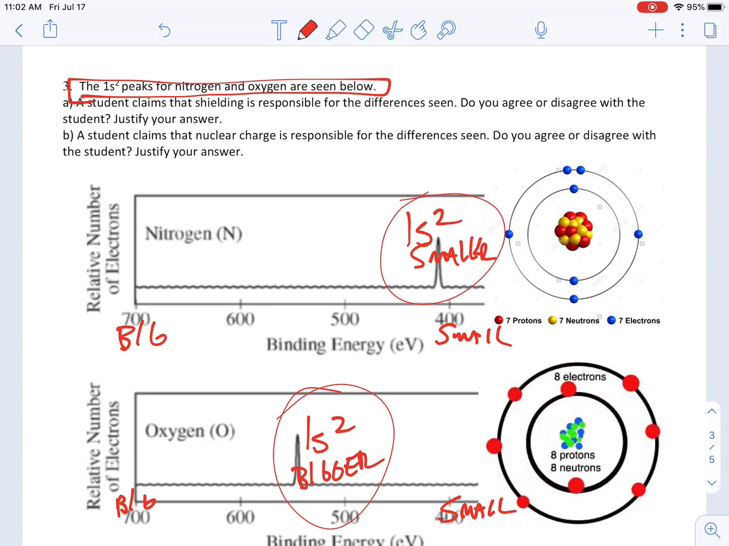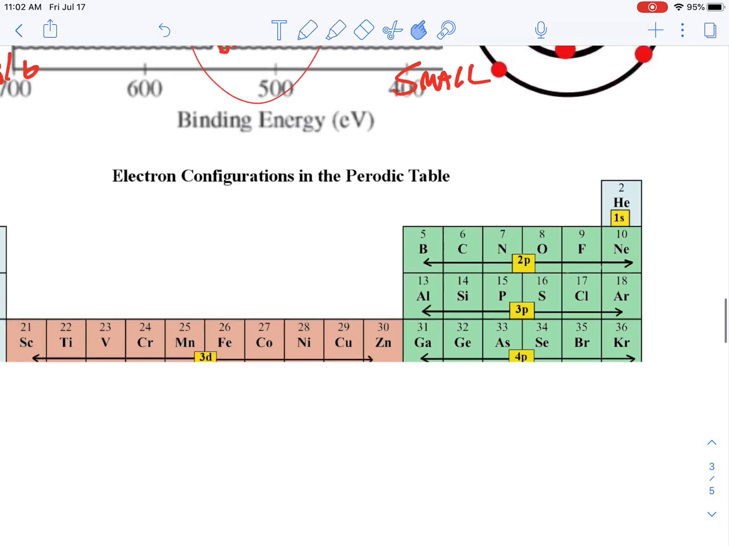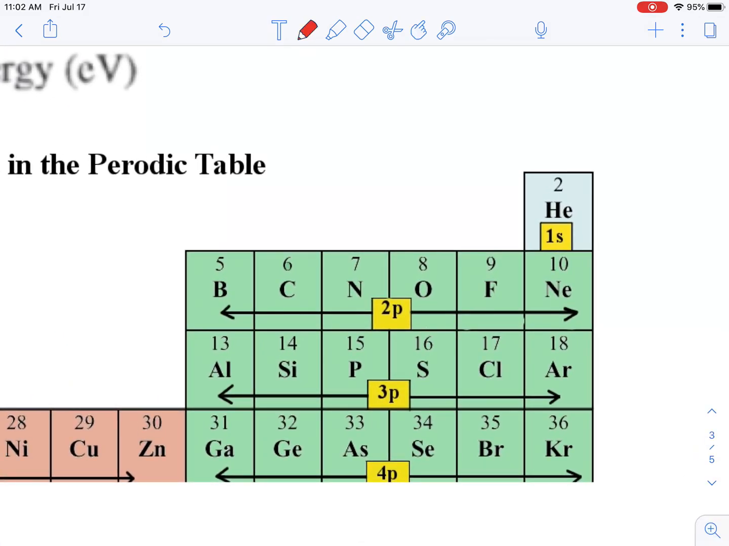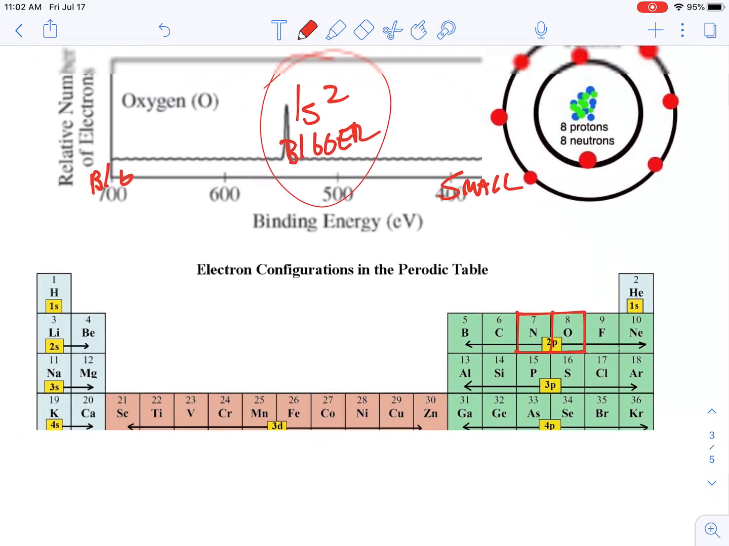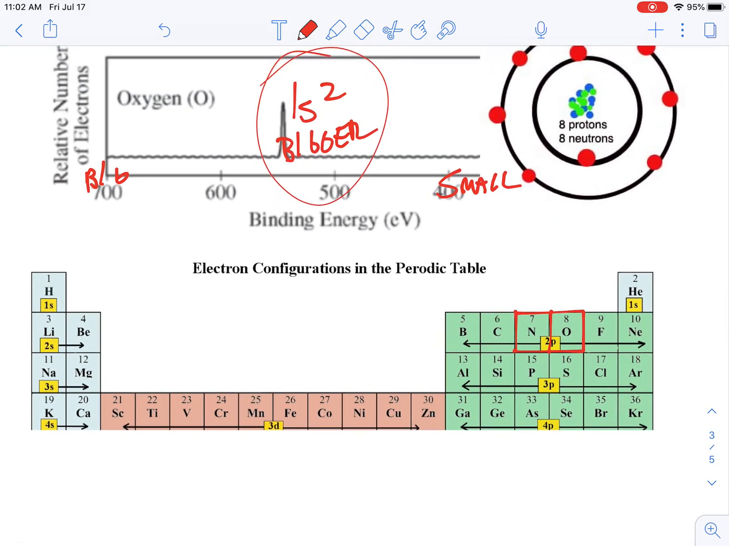In part A, the student says that shielding is responsible. Well, what do you think? Does that make sense when you compare nitrogen and oxygen? Let's find them on the periodic table. Here they are, right next to each other. So does it make sense that shielding is responsible for the differences seen? And the answer is no.